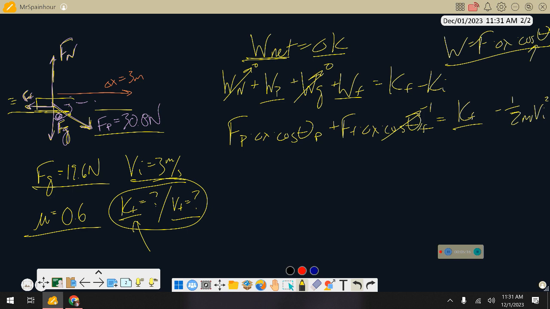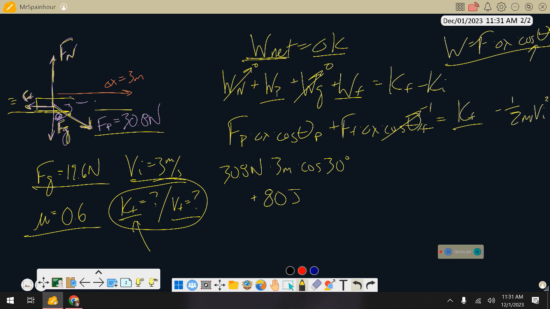So the work of the push is just 30.8 newtons times the displacement, 3 meters, times the cosine of 30 degrees. I've already calculated this, so this is about positive 80 joules. Makes sense, it's adding energy in. I believe this is part A on yours.